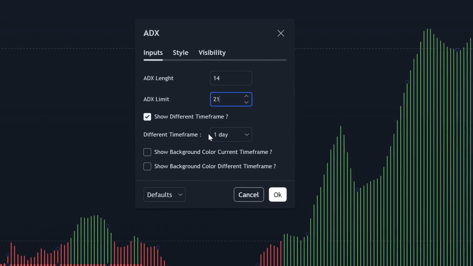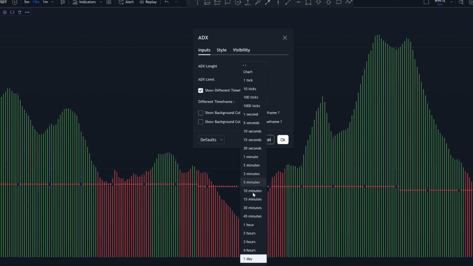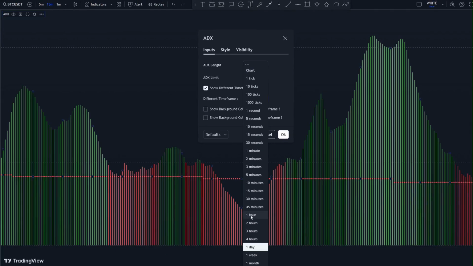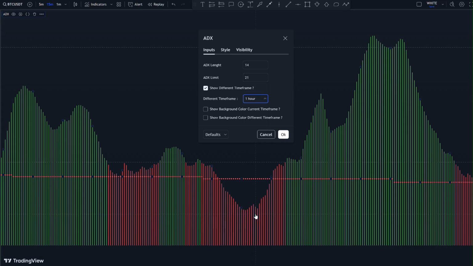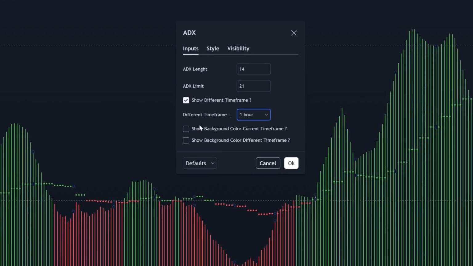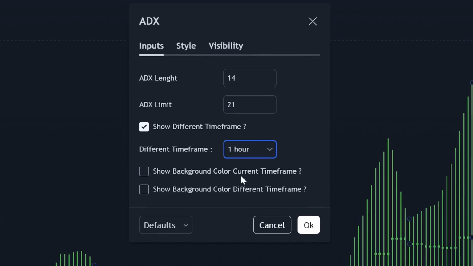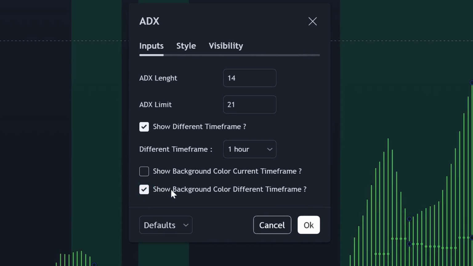Then we need to adjust the time frame to 1 or 2 time frames higher than the chart's time frame. Since we're currently working with a 15-minute time frame on the chart, I'm going to choose a 1-hour time frame for the ADX indicator. Next, enable the Show Background Color Different Time Frame option. This will help us visualize the different time frames more clearly.